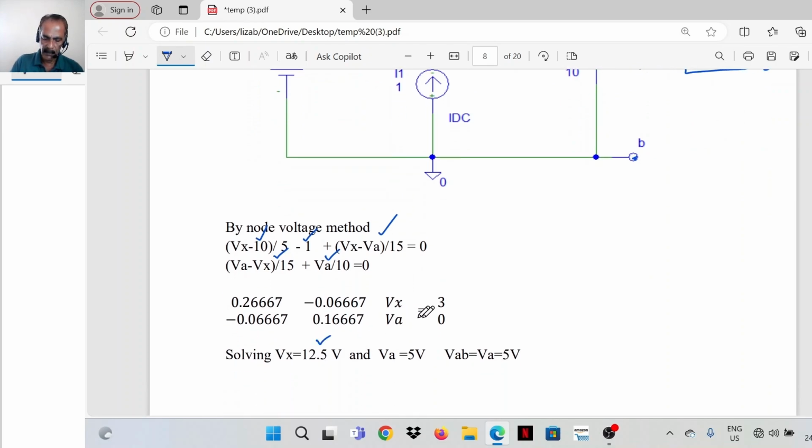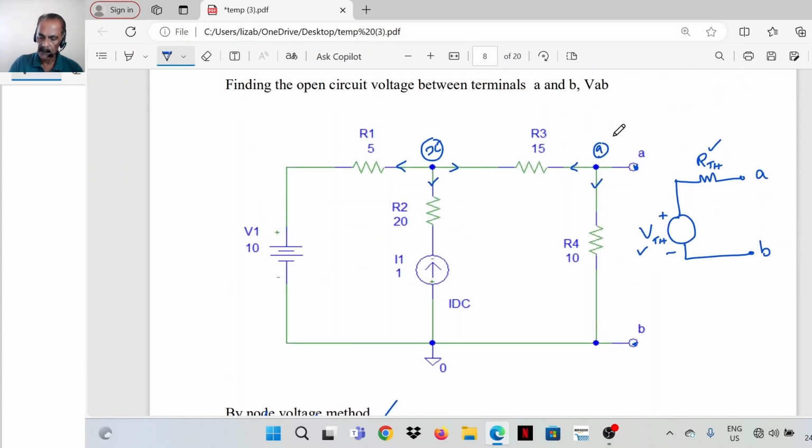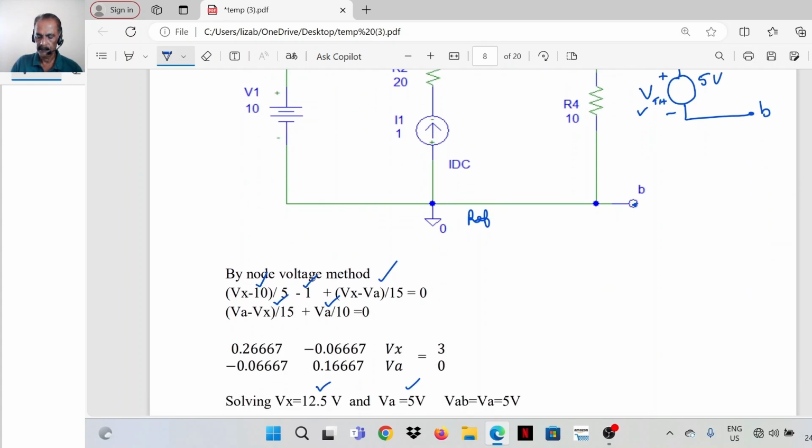So Vx is 12.5 and Va is 5 volts. So we need Va. This is 5 volts with respect to the reference. This is the reference point. That means VAB is equal to 5 volts, or V Thevenin is equal to 5 volts.